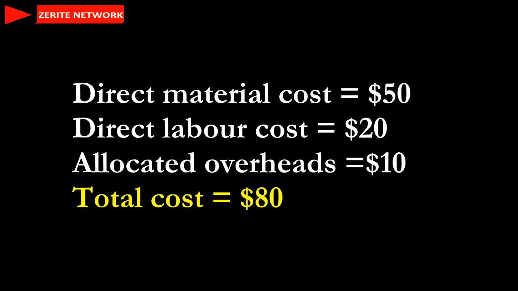So let's make this practical. Let's assume that you're running a business and the following are the figures in relation to your business. Direct material cost is $50. Direct labor cost is $20. And allocated overheads, in this case, are $10. Your total cost now will become $80. Basically, you're adding all of those.